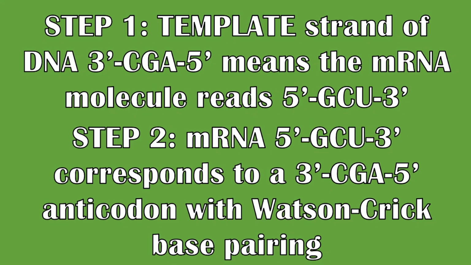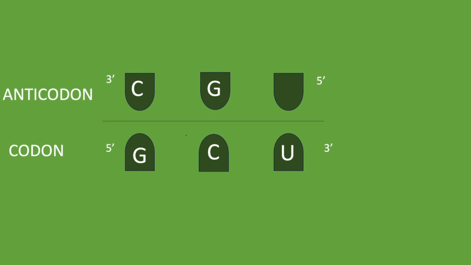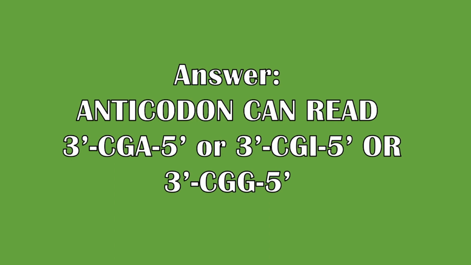But this question is asking about the Wobble base hypothesis, so we need to see what else can base pair to U. Using our Wobble base knowledge, we know that U can pair with adenine, but it can also pair with guanine and inosine. So we're going to have 3 answers of possible anticodons here from one DNA strand.